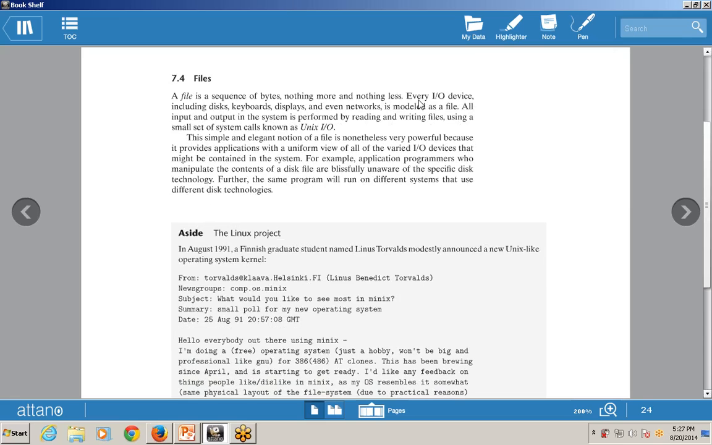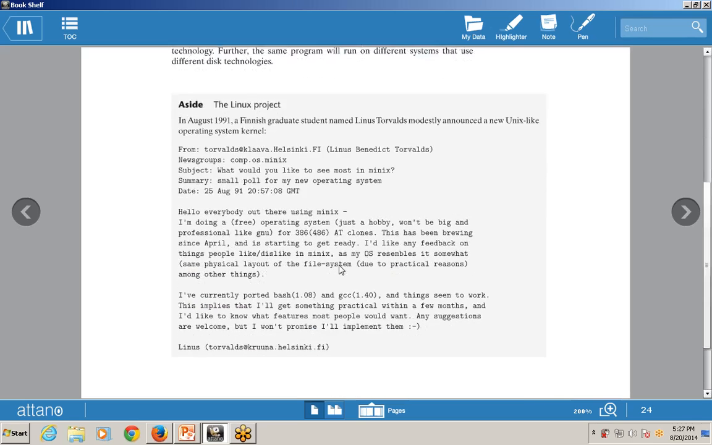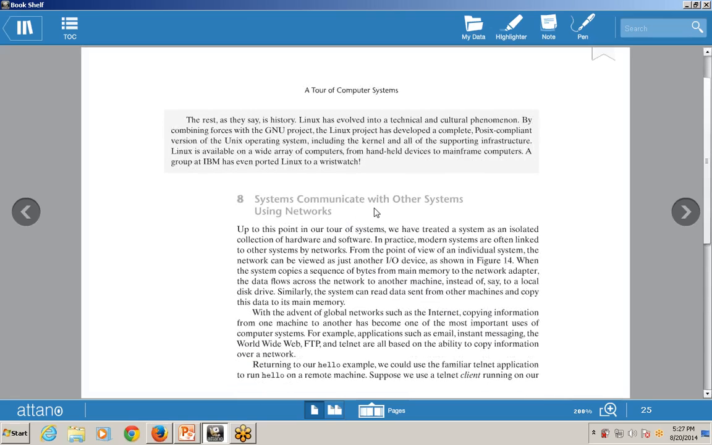This is one of the important lines. Every input-output device, including disk, keyboard, display, and even network, is modeled as a file. Then we also talked about how different systems communicate with each other with the help of a network. A network is nothing but a collection of computers. Whenever I want to connect one system to another system, that is done by the network. So a network is a collection of computers that is needed by the user to communicate with each other.